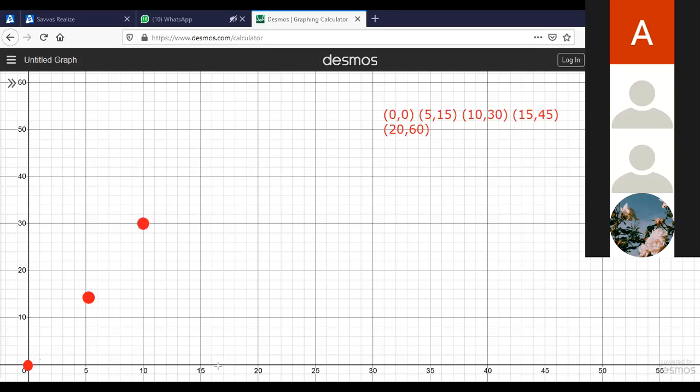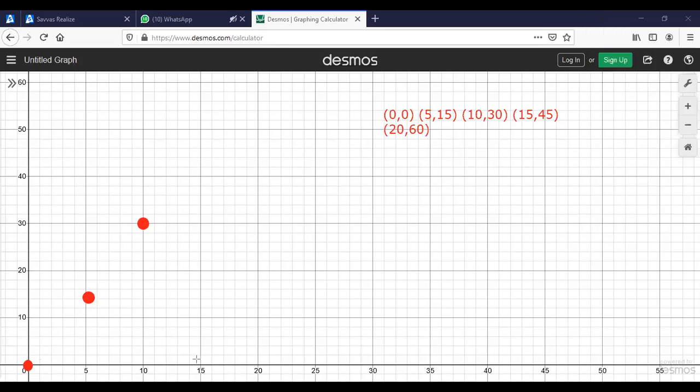Then you have 15 with 45. This is 15 and you go up to 45. So here is the fourth point. And then you have 20 with 60. This is 20 and this is 60. So this is your fifth point, right? Did you understand how I graphed these points?